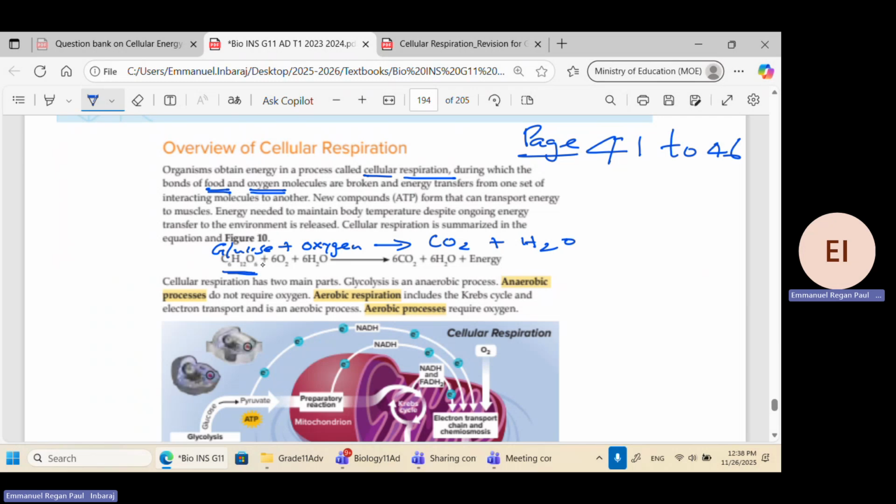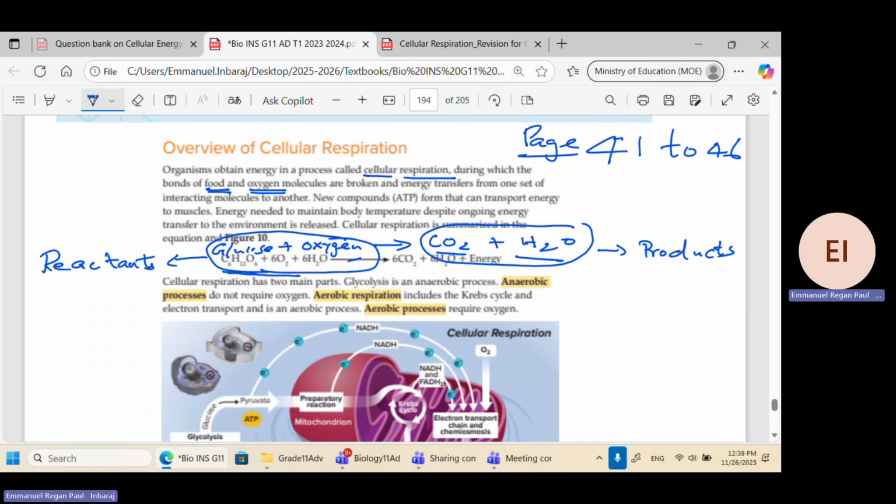And in this case, if you look, the glucose and oxygen are on the left side of the arrow mark, so they are called the reactants. And the carbon dioxide and water are on the right side of the arrow mark, so we call them products. Remember, this is the meaning of products and reactants. For respiration, glucose and oxygen are the reactants, and carbon dioxide and water are the products.